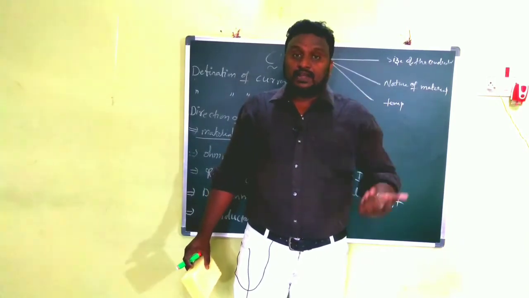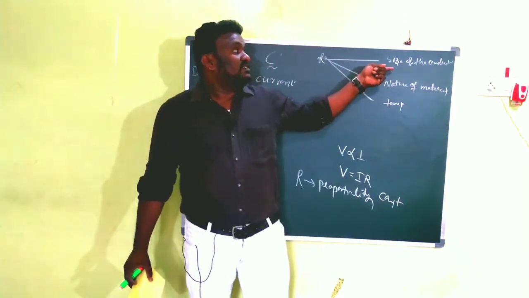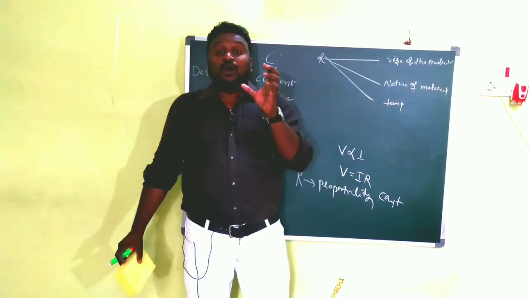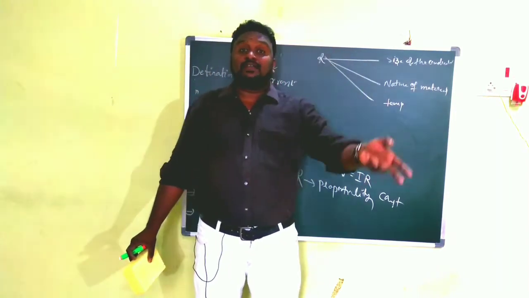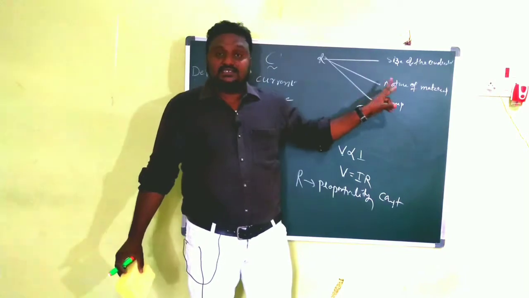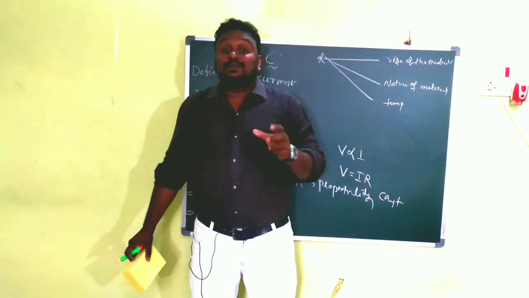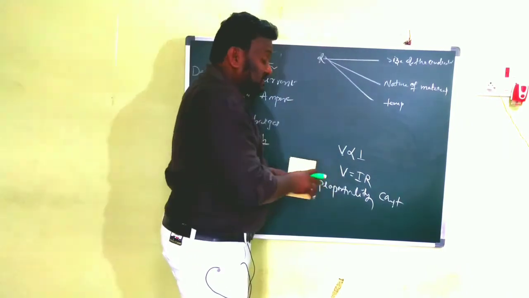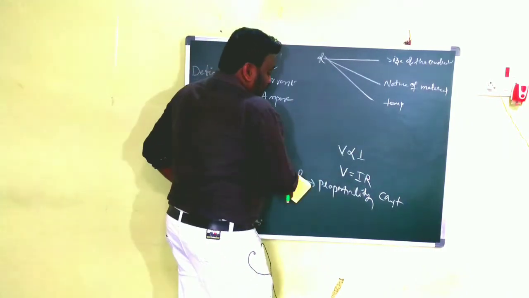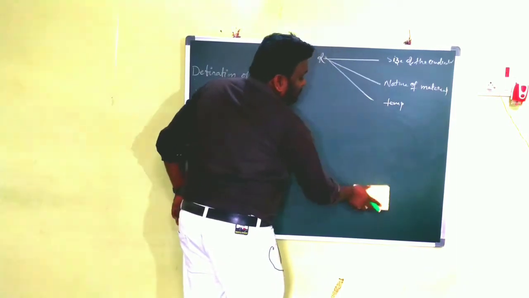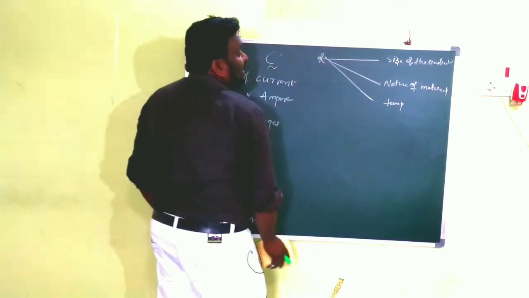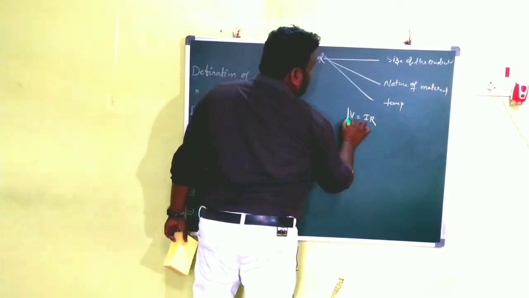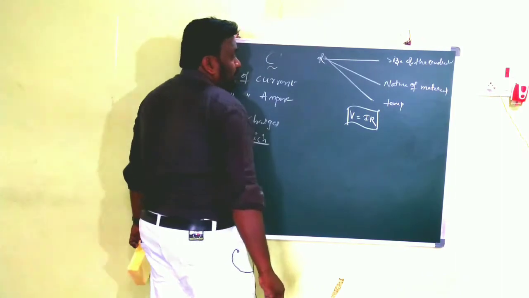The value of R depends upon three factors. Mainly, the size of the conductor and the nature of the material, with what type of material the conductor is prepared or made, that should be the second factor. And the third one is the temperature of the material or conductor, the surrounding temperature of the conductor. So R value depends on these three factors. Then V equals IR, we are writing. This is Ohm's law.